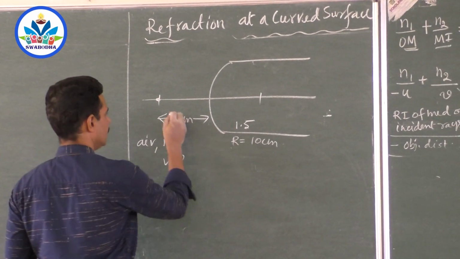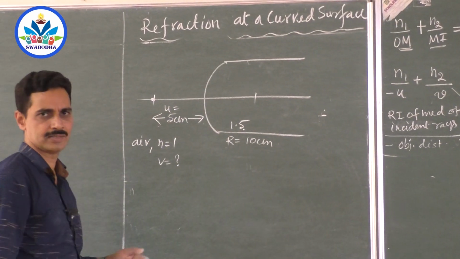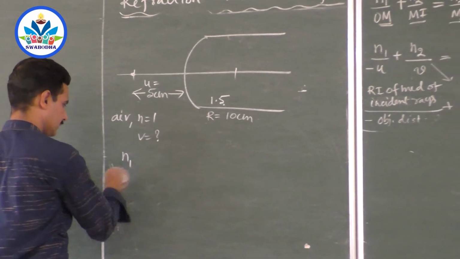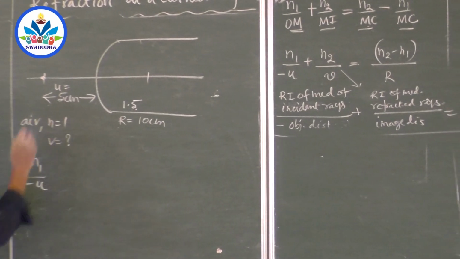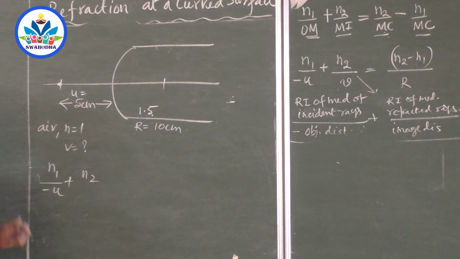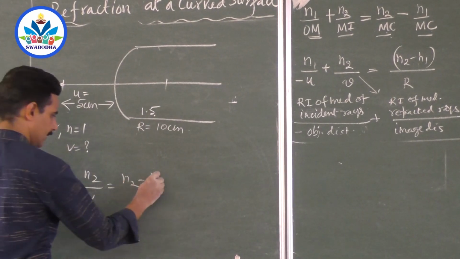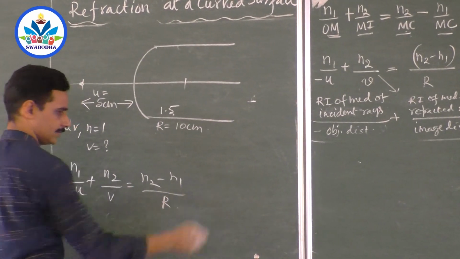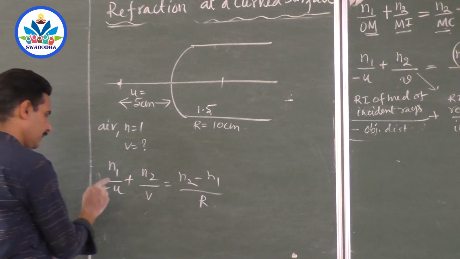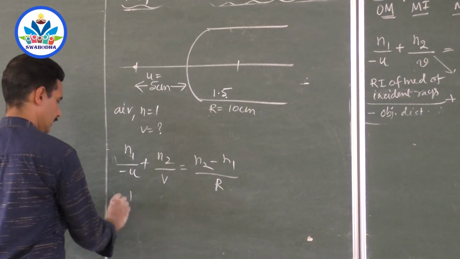So r is given, u is given, refractive indices both are given. Where is the image formed? So what is the formula? The formula is like this: refractive index of the medium where incident rays are present, by negative of the object distance, plus refractive index of the medium where refracted rays are present, by image distance, equals refracted medium minus incident medium, by radius. That's what you have to do. So this is how it goes. n1 by minus u. What is n1? The medium where incident rays are present, 1.